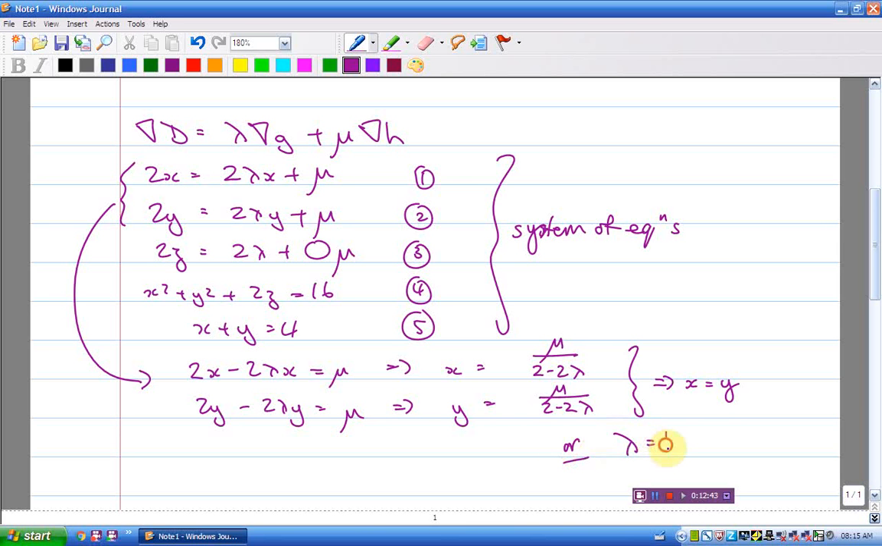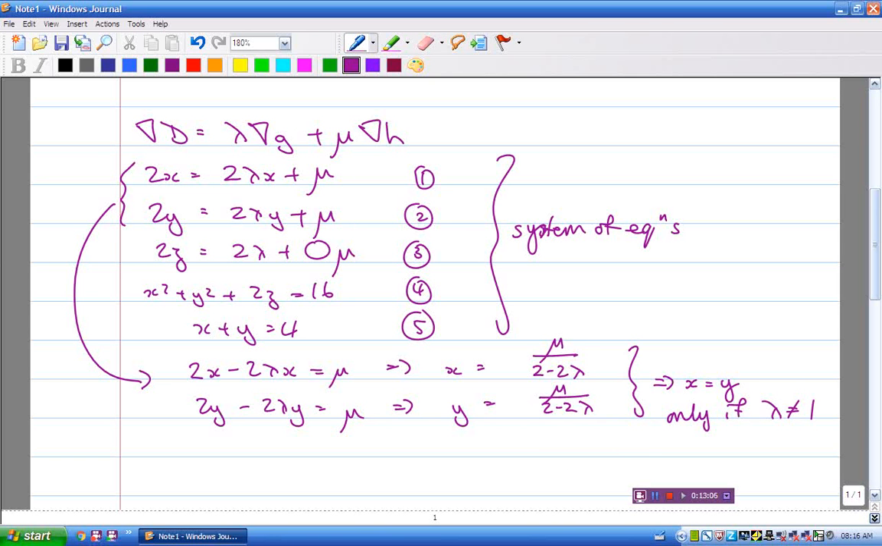Or lambda equals 1. Well, no, that's not a right thing to say. Only if lambda is not equal to 1. Let's put it that way rather, because I don't know that lambda equals 1 is a legit solution, but maybe it is.